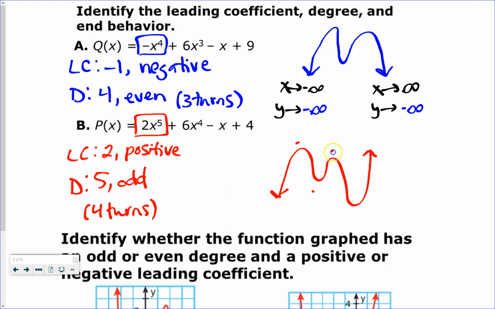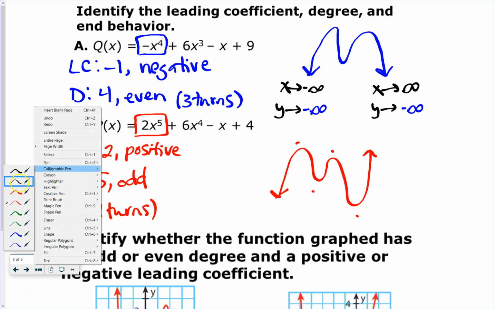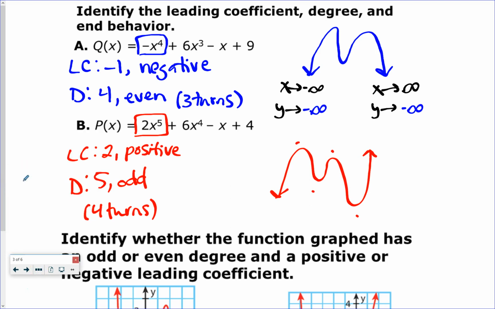So 1, 2, 3, 4 different spots where it changed direction, right? And yours probably looks different than mine. That's okay. So that means you have 2 peaks and 2 dips, right? If we have 4 turns, we have 2 and 2.